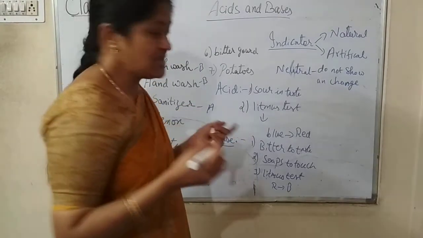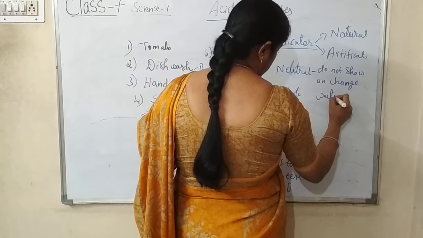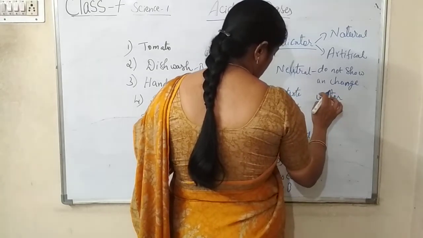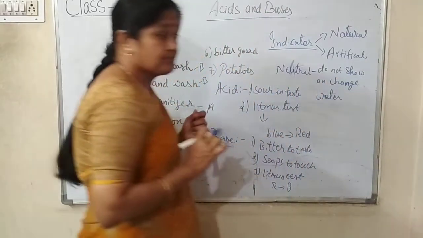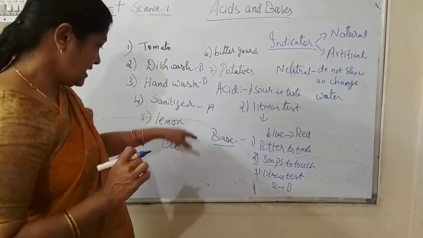The best example is water. Water is a neutral substance. There are many other substances that are neutral that we are going to see in our activity. What are those neutral substances? I hope this is clear. So what are acids and what are bases?